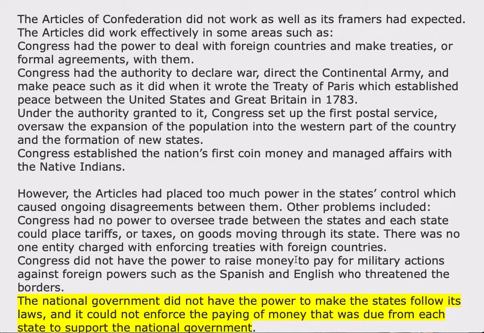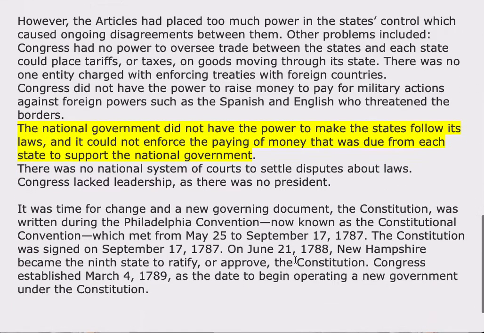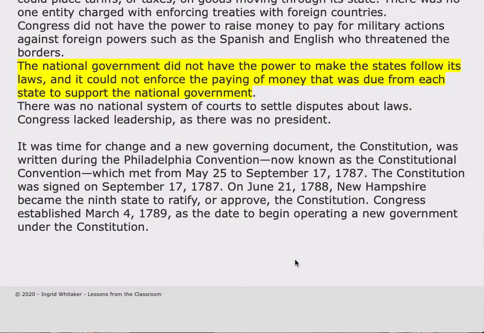The national government did not have the power to make the states follow its laws, and it could not enforce the paying of money that was due from each state to support the national government. There was no national system of courts to settle disputes about laws. Congress lacked leadership, as there was no president.